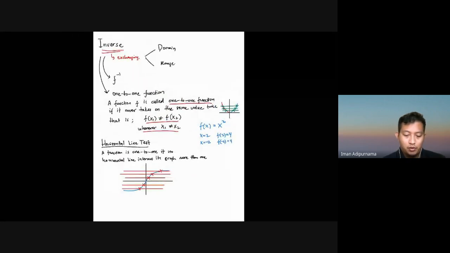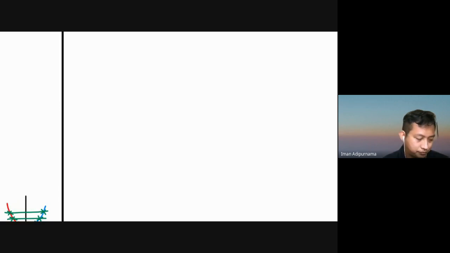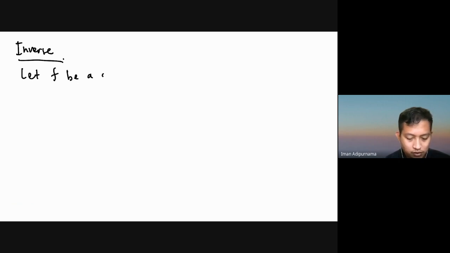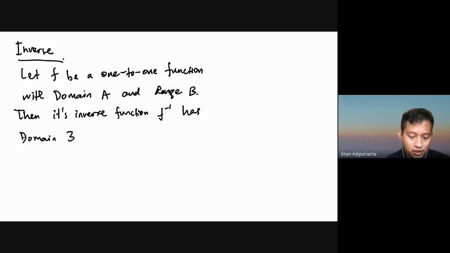All right, let me write on another slide to make some conclusion about the inverse, okay? So, inverse. Let f be a one-to-one function. Let's say we have domain A and range B, okay? Then its inverse function f inverse has domain B and range A, okay?